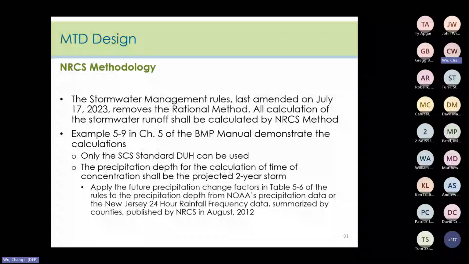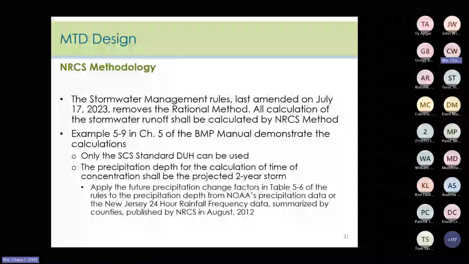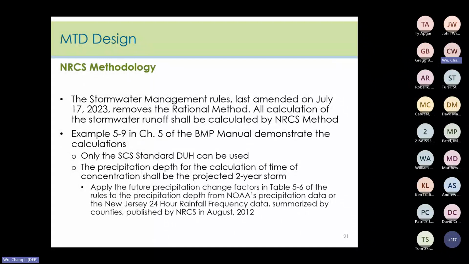So for the calculation of the time of concentration under the current rule, it should be the projected 2-year storm. I think we mentioned this, you have to apply the future precipitation change factor in table 5-6 of the rule to the 2-year storm that you can find from NOAA's precipitation data, in order to obtain the projected 2-year storm, and that is the storm to be used for the time of concentration.